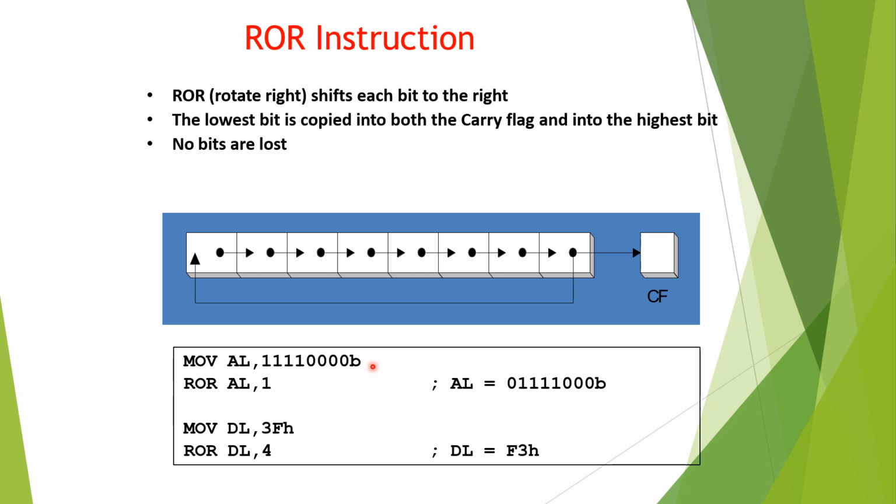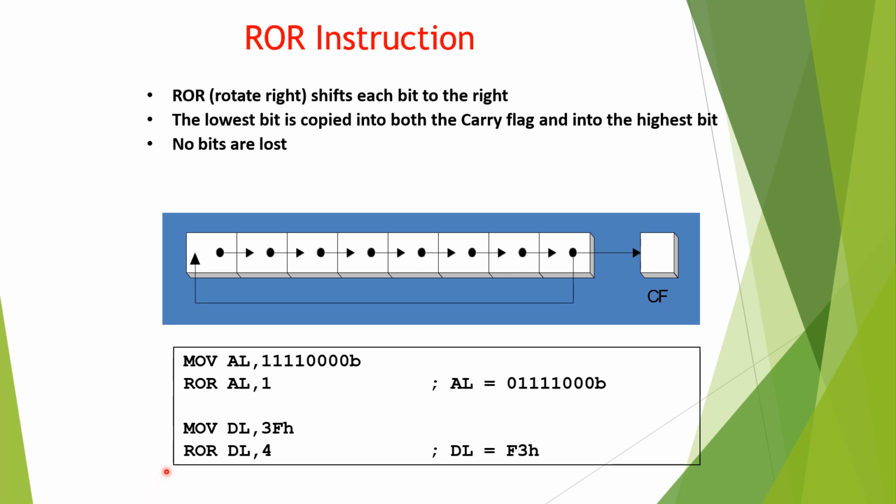So what happens? Your LSB is moved to the MSB, and the remaining digits follow in the right direction. So your output in AL will be: this LSB 0 becomes the MSB, and all the bits are moved one position towards the right. So your AL output will be 01100110.